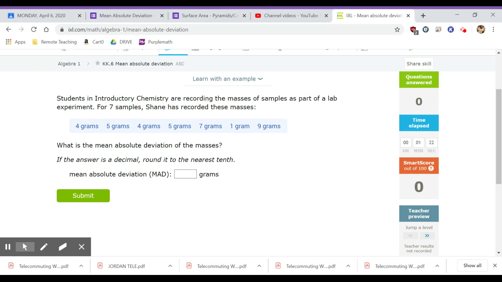We're going to do the exact same thing on every single question. Like we learned yesterday, the very first step when we're trying to find the mean absolute deviation is to find the mean. So I need to add all of these original numbers together and then divide by how many I have to find the mean. So I'm going to do 4 plus 5 plus 4 plus 5 plus 7 plus 1 plus 9. I'm going to type those into my calculator.